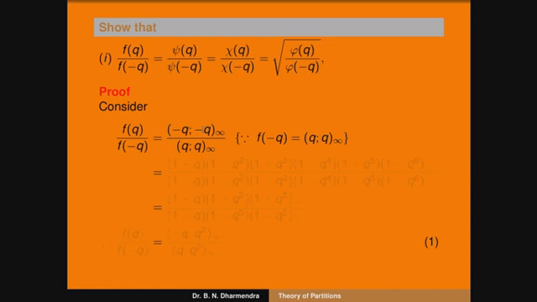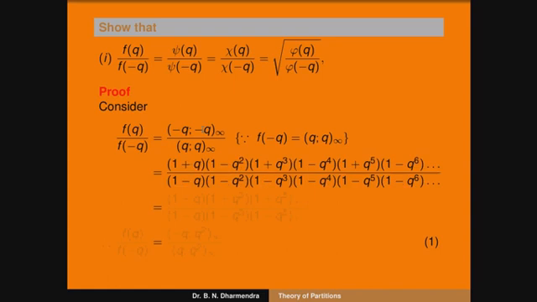In the denominator, you can easily predict that all the terms are negative, that is 1 minus q, 1 minus q square, 1 minus q cube, 1 minus q to the power of 4, 1 minus q to the power of 5, up to infinite terms. We just have to observe the terms, and we can cancel whichever are common to both numerator and denominator.